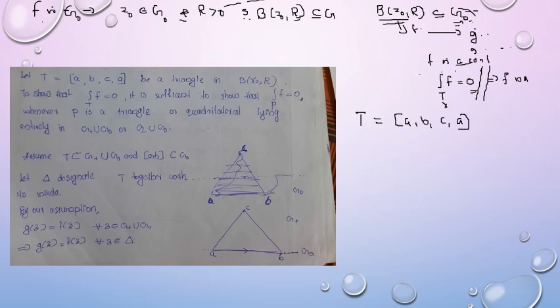Now we consider an arbitrary closed path T equals A, B, C, A, a triangle in, suppose, this B(z0, R). That means z0 at the center, R as the radius. Now we consider, so this is our G naught, this part is our G plus and this part is our G minus. Consider it like this. Now consider a path like this, A, B, C.